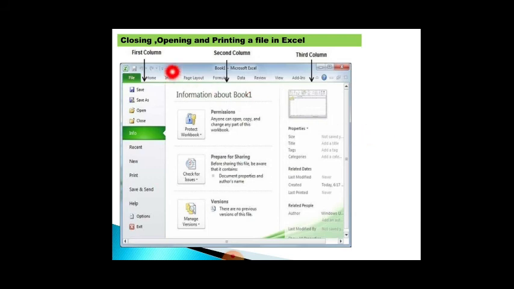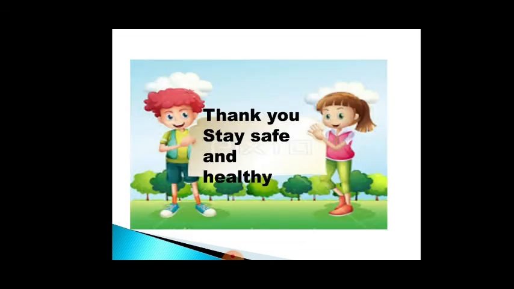Next, how to close, open and print a file in Excel. Again you have to go to the file tab. There you get the option close, that is, close the file you are using. Then there is an option open. If you have already saved, you can just open the workbook. Then there is an option print. If you want your workbook to be printed, you can take the print option.